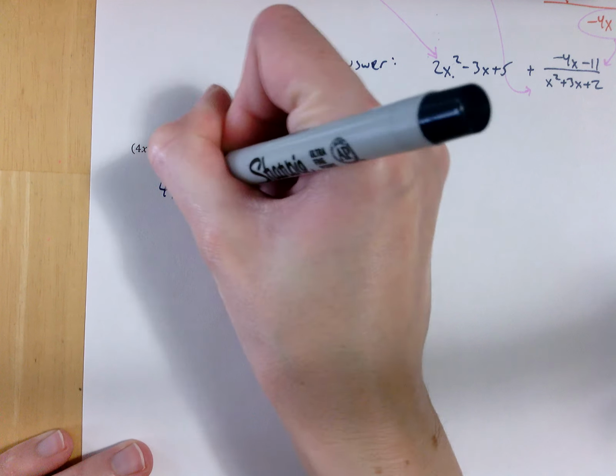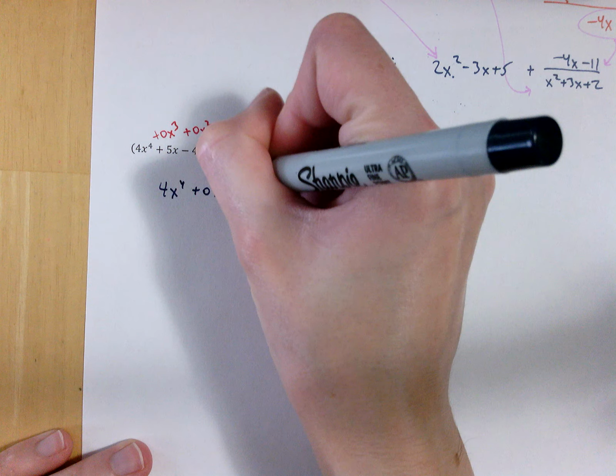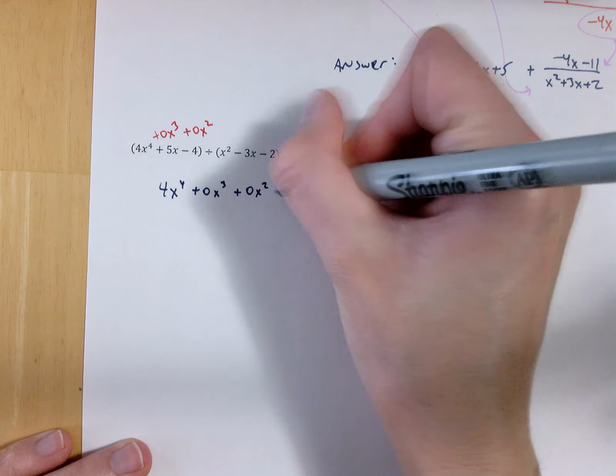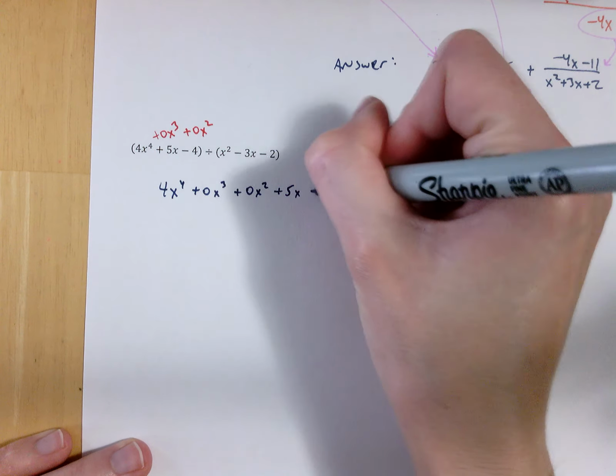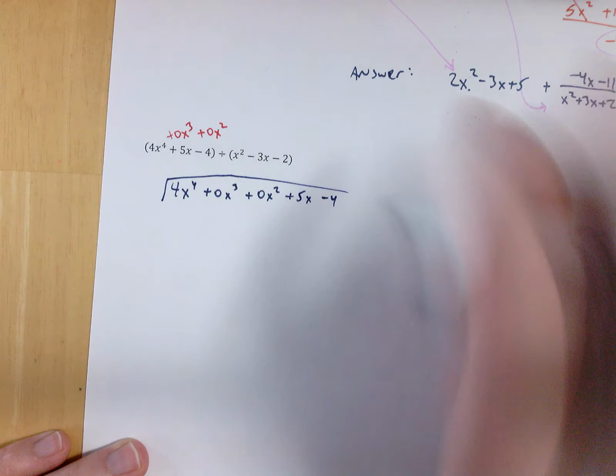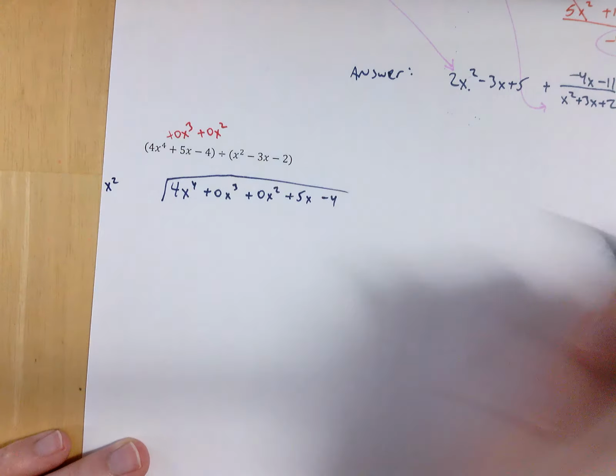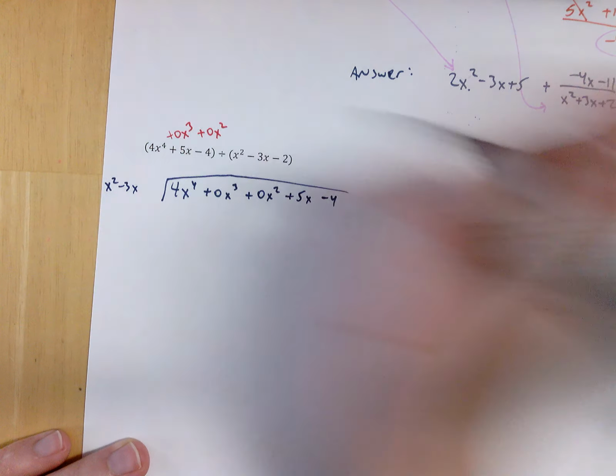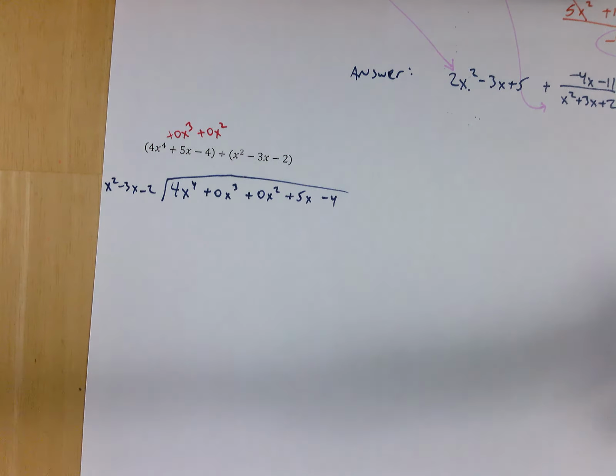Okay, so 4x to the fourth plus 0x cubed plus 0x squared plus 5x minus 4. And then I'm dividing that by, I should have left myself some more room here, x squared minus 3x minus 2. I have all this space, and I didn't use any of it.